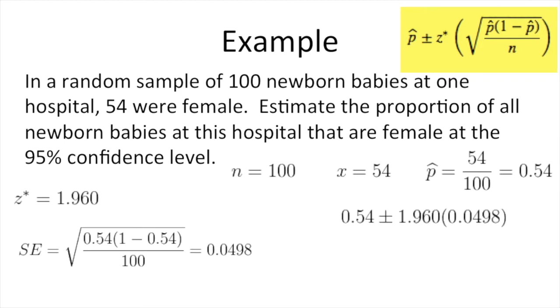We can plug these values into our formula for the 95% confidence interval, and we get 0.54 plus or minus 1.96 times 0.0498. When we do these calculations out, we get a 95% confidence interval of 0.442 to 0.638. I could also say that I am 95% confident that between 44.2% and 63.8% of all babies born at this hospital are female. Let's go to Minitab Express really quickly so I can run through this same example there.